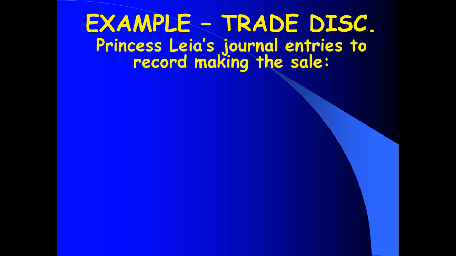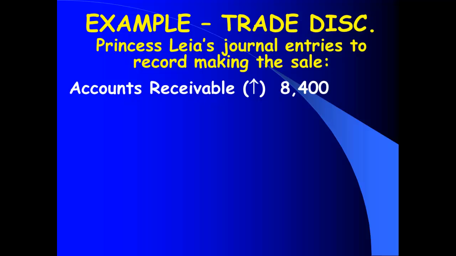What do I have more of? Accounts receivable is an asset, and assets go up with a debit. How much does my customer owe me? Well, $8,000 for the merchandise plus $400 in sales tax says they owe me a total of $8,400. What else do I have more of? Sales. Sales is revenue. Revenue goes up with a credit. The credit to sales, though, is for simply the $8,000.